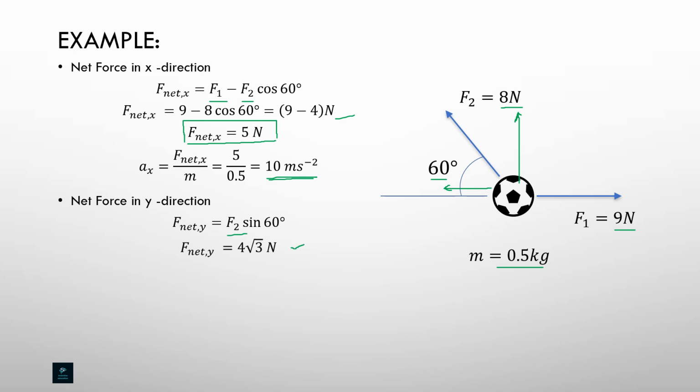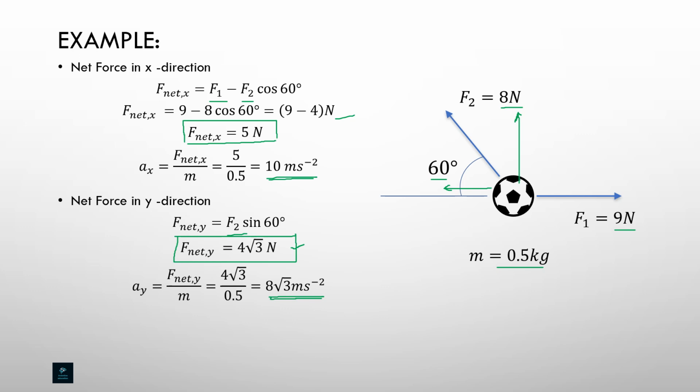Putting the value of F2 equals 8 newtons, we obtain F net y as 4 root 3 newtons. Therefore, the acceleration in the y direction is F net y divided by m. This is equal to 4 root 3 divided by 0.5, which is equal to 8 root 3 meters per second squared.